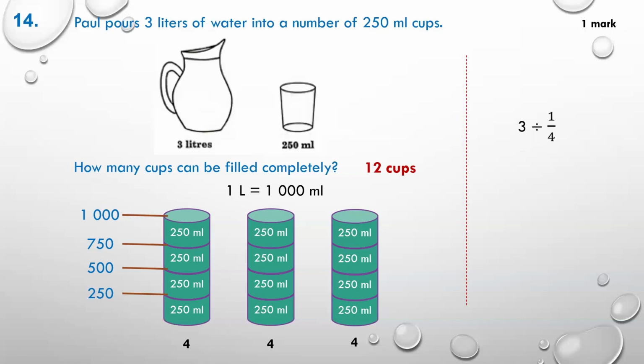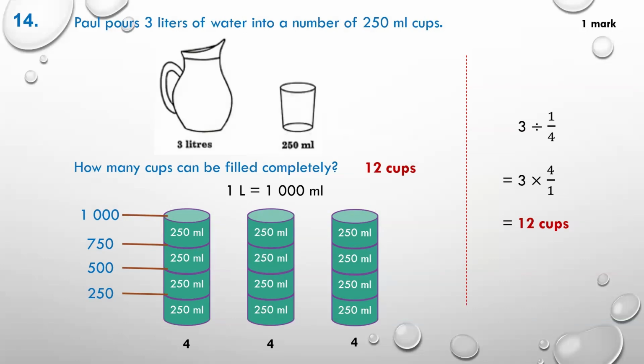And if you remember your rules, when we're dividing by a quarter, it's the same thing as multiplying by its reciprocal, by its inverse, by flipping it over. So 3 multiplied by 4/1, and 3 fours are 12 cups. Because each liter gave us 4 quarters, and we had 3 liters, so 3 fours are 12.